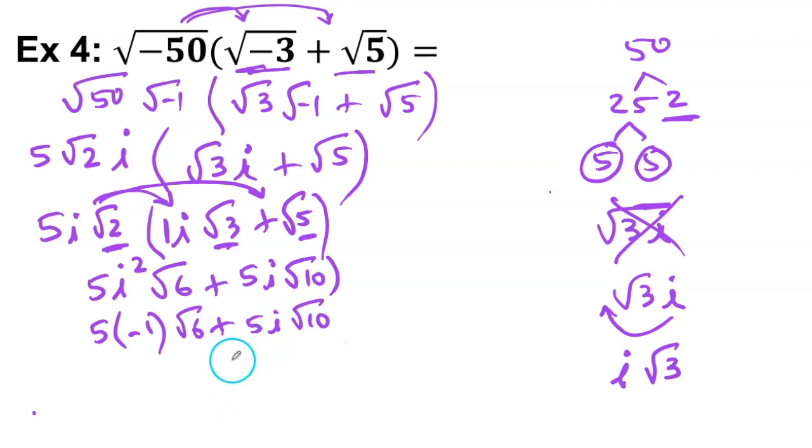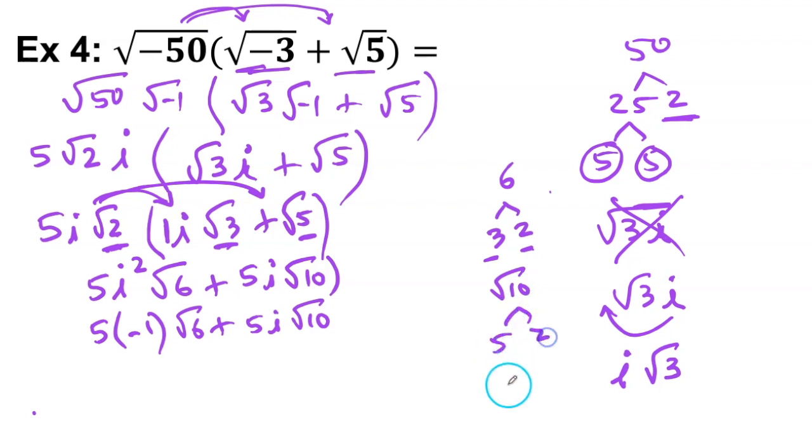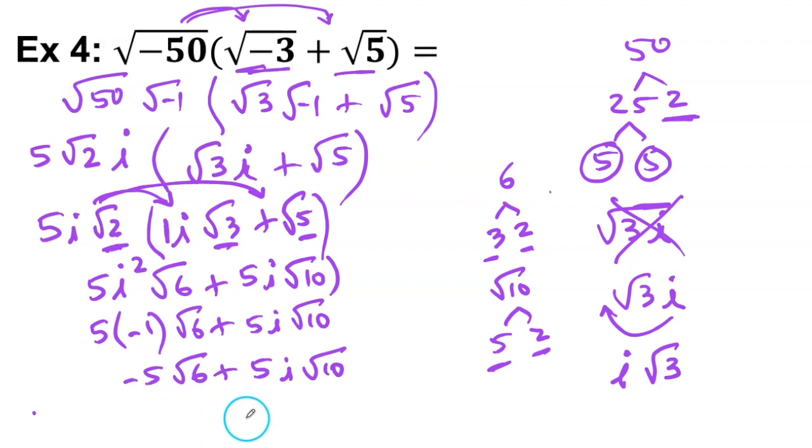Now, before I proceed, can I take something out of the 6? 6 is 3 times 2. Only one 3, only one 2. Nothing's coming out. The 10 is 5 times 2. Only one 5, only one 2. Nothing's coming out. So when you're finishing your problem, you always want to see if you can still simplify those radicals. Right now it's not the case. So let's keep going. 5 times negative 1 is negative 5 square root 6, and I have 5i square root 10. Can I combine those terms?